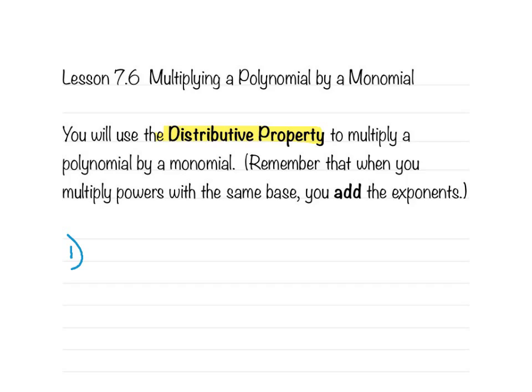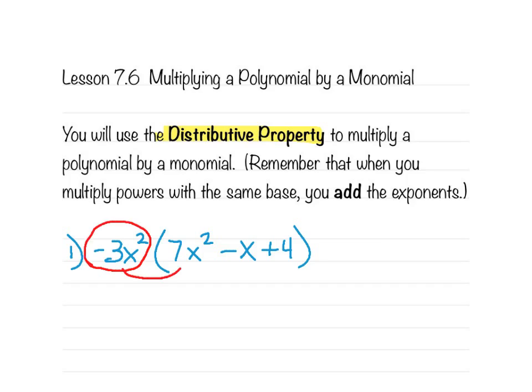Number 1. Negative 3x squared, open parentheses, times 7x squared minus x plus 4. So we will use distributive property to take this negative 3x squared and distribute it to each of the terms within the parentheses, the three terms of the trinomial.